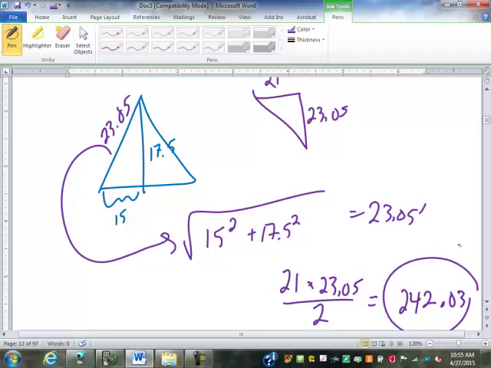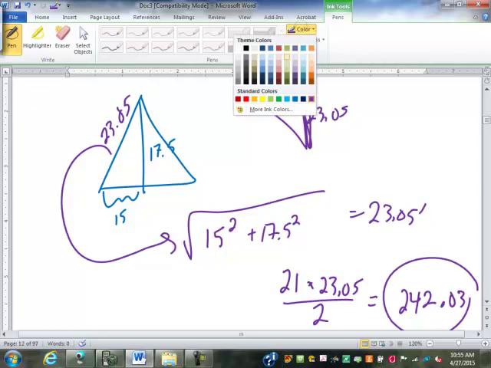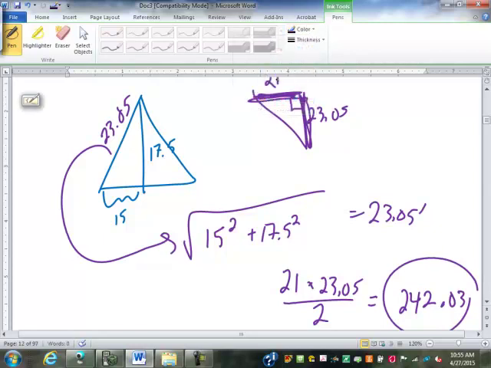You get confused, Andrew? The 21 was the ridge here. So this is a right angle. So this is 23.05 by 21 divided by 2. Oh, so that's right. Yeah, that's why we had the 21. Yep. Not so bad.